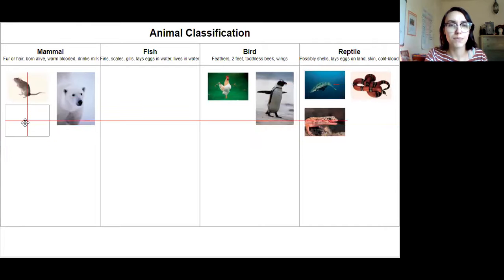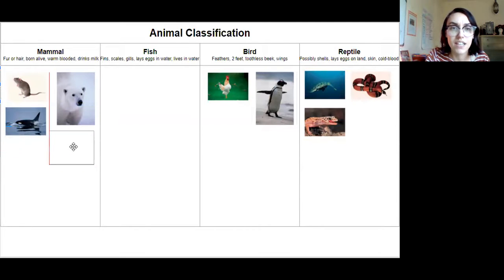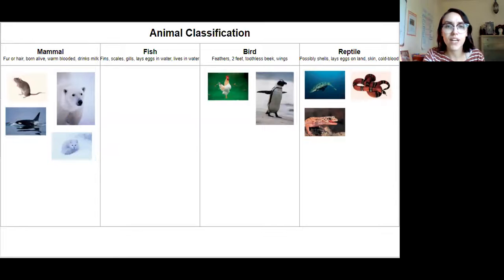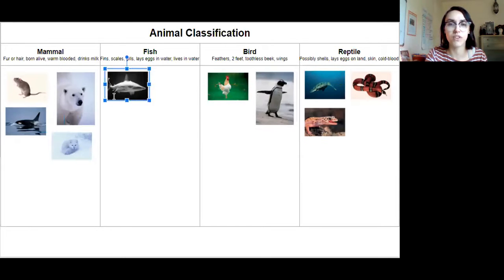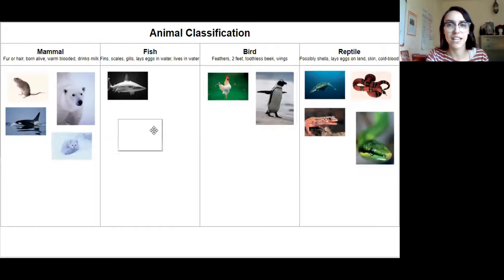Ooh, this one might be surprising to some of you. Whale is going to go with our mammals because they give birth and they also are warm-blooded. Here we have a little cute white fox. Ooh, we have our first fish, a shark with a fin and gills. Here we have another snake. That's going to be a reptile.